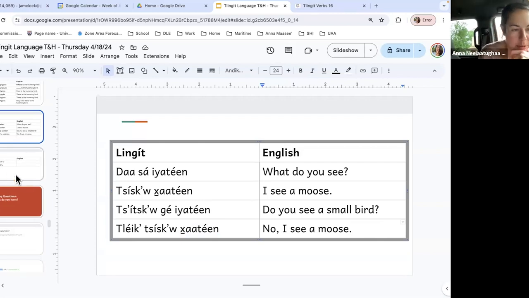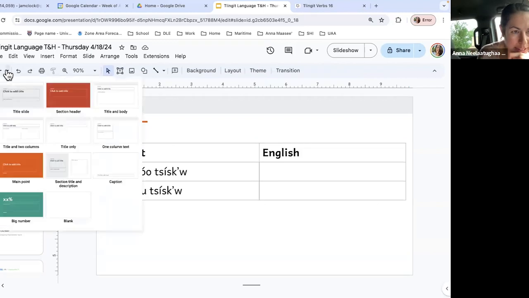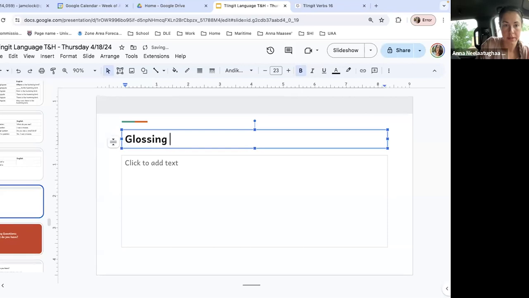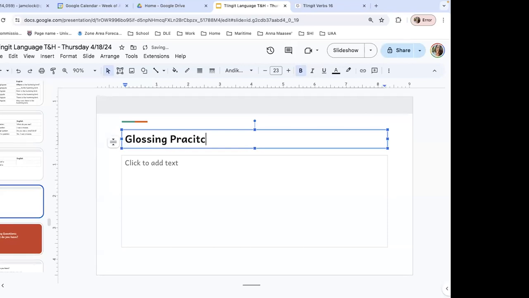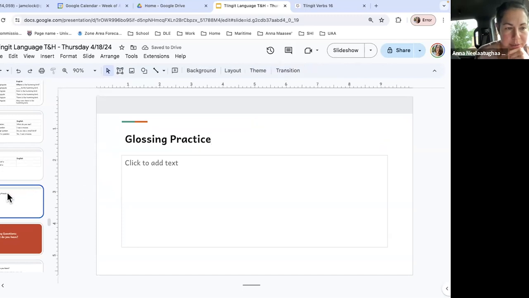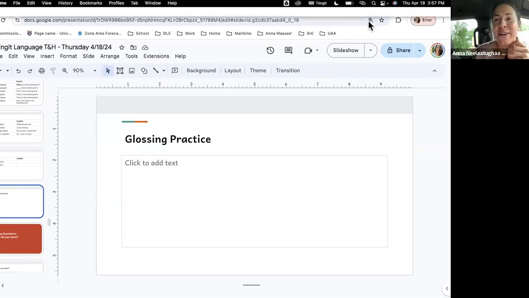Okay, so I'm going to make a note for our next class to do more glossing practice. Yeah, since you guys are interested in it and you're at that level, I'm more than happy to do that. Okay. Any comments or questions before we go?